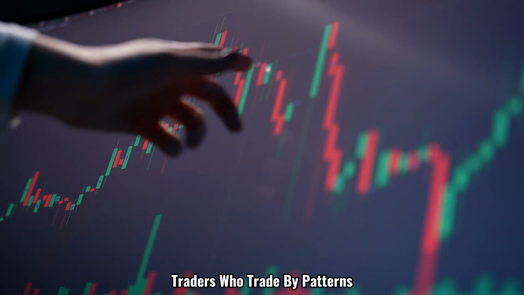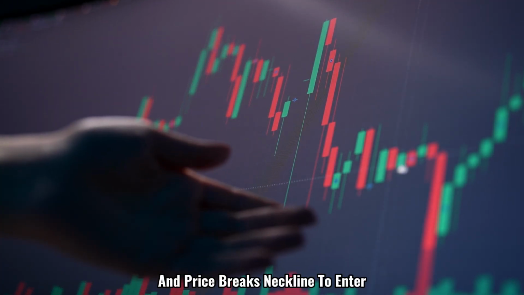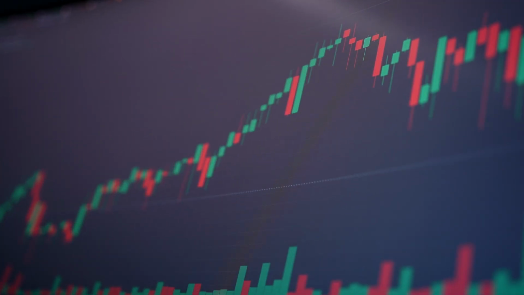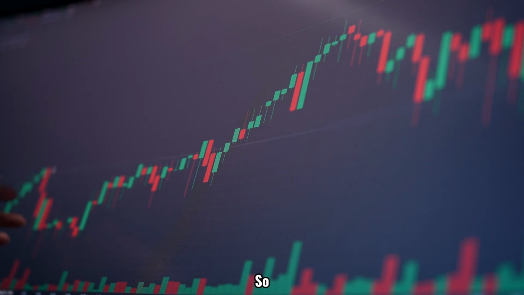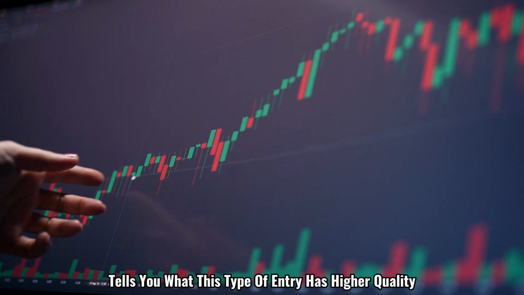However, traders who trade by patterns will usually wait until the pattern is complete and price breaks the neckline to enter. All approaches are correct, depending on your trading style. So, a double top or double bottom pattern at an important level tells you what?